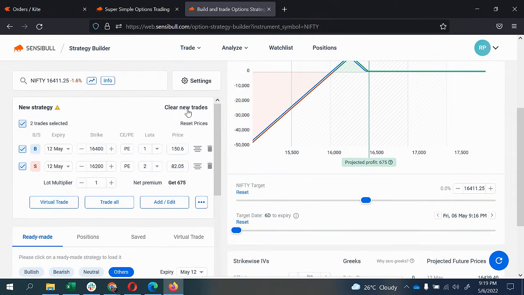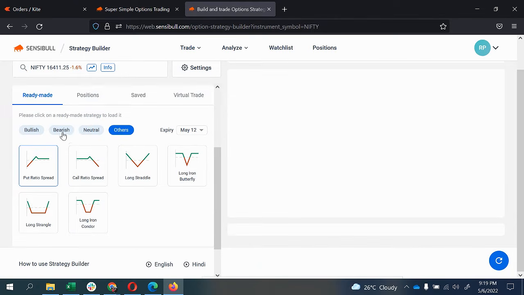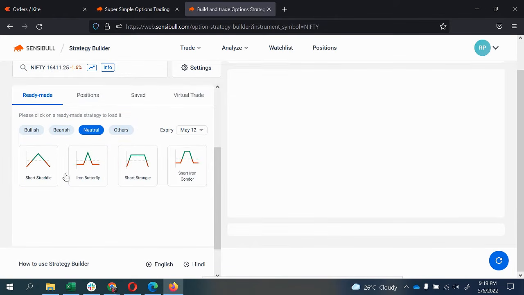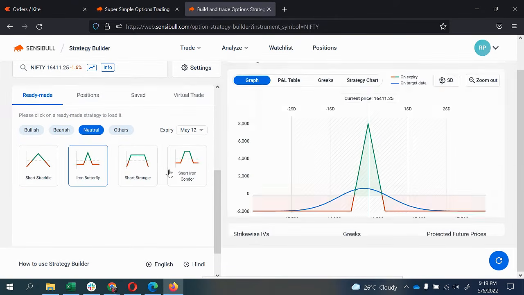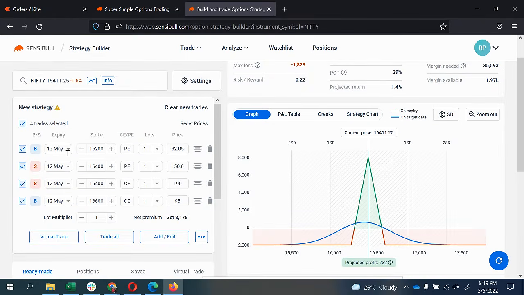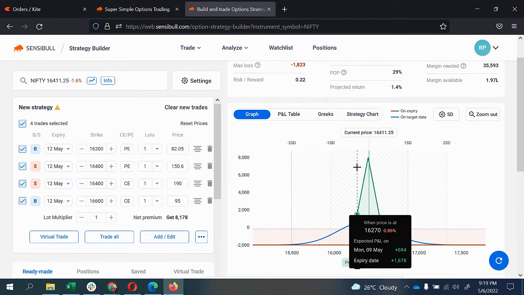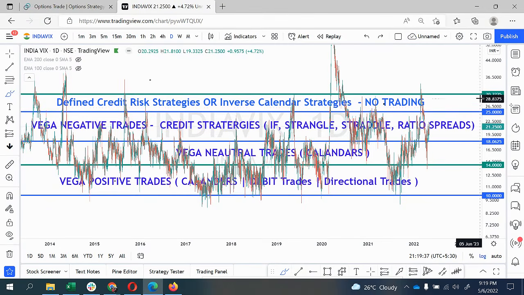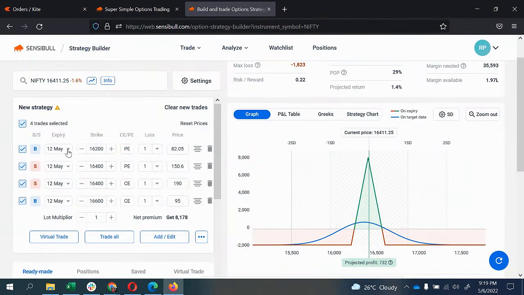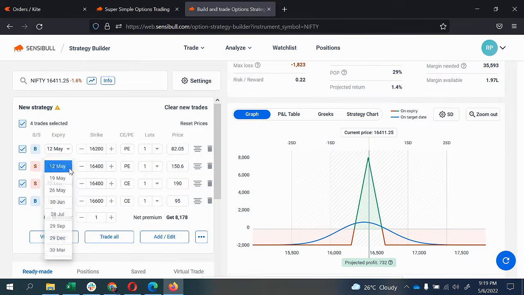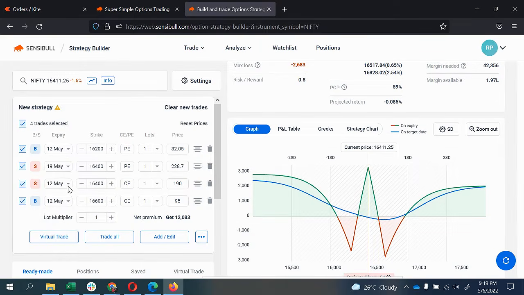I will clear this trade and deploy one iron butterfly, sorry, iron fly. This is my iron fly. Usually we get the buying edges of the next week. But now VIX is between this zone, 25 and 30, so what I'm expecting is VIX to fall. So rather than buying the edges of the next week, I will sell the next week positions.